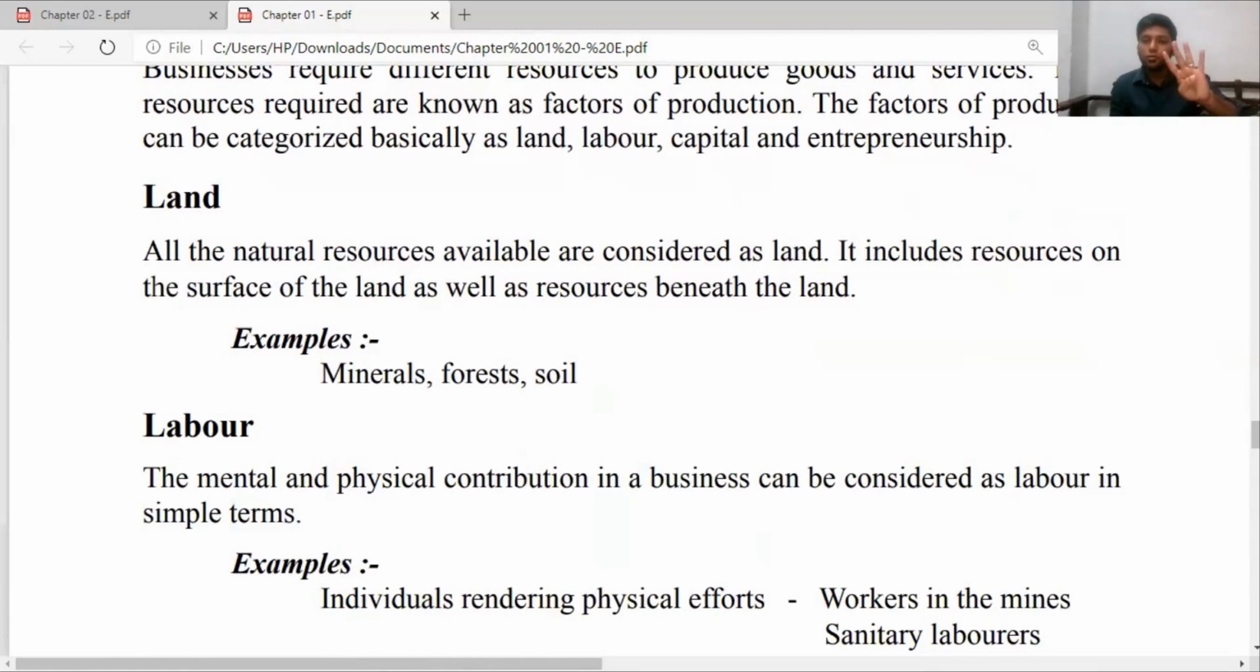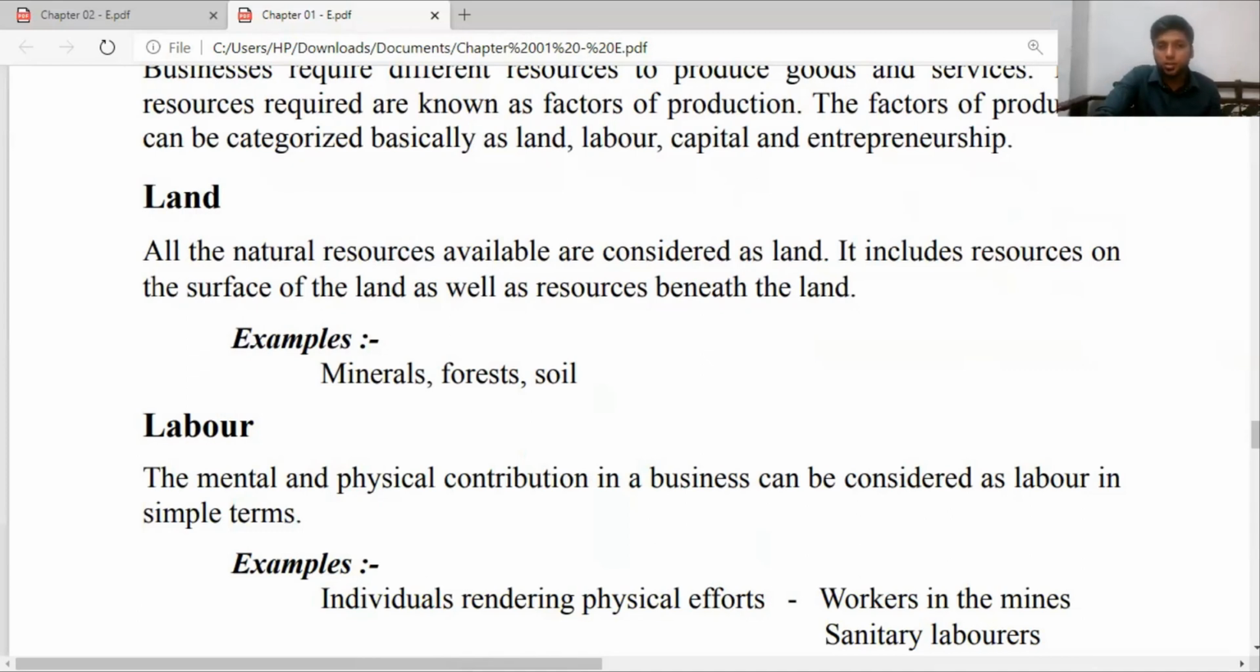So remember, the four factors: land, labor, entrepreneurs, and capital. Land, labor, and capital all are managed by a person called an entrepreneur. So the entrepreneur manages land, labor, and capital. He takes all the land, labor, and capital, optimizes them properly, and makes maximum use of them. So that's what an entrepreneur means.